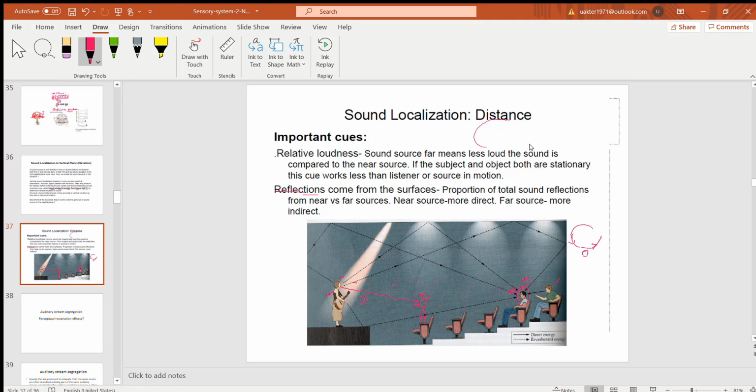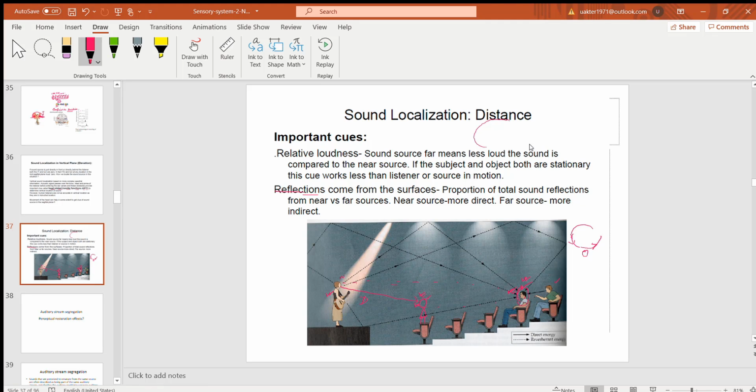Another good example could be, at night, if you hear the sound of a frog calling, and you hear that the sound is getting louder, that means the frog is hopping towards you. Okay, if you hear that the sound is fading, that means it is getting away from you. Without looking, your auditory system can detect.